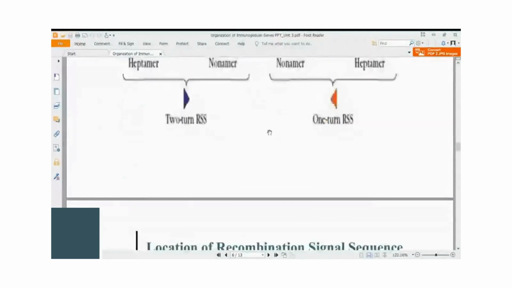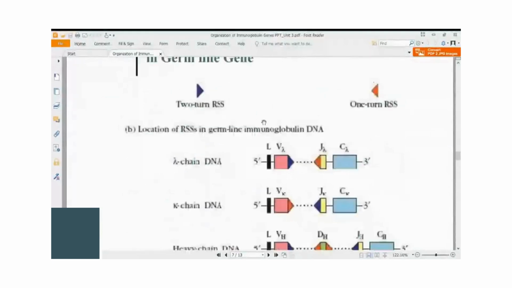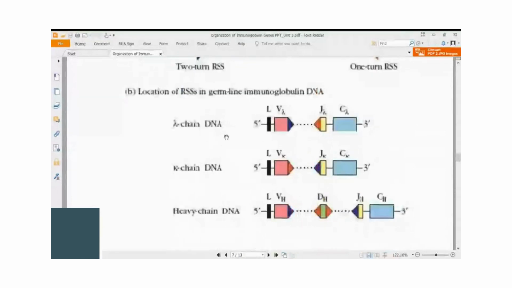Now, how these sequences exist, let us see. Two turn sequences are shown by blue symbol. One turn sequence is shown by red symbol. Here, let us take the lambda chain. In the lambda chain, the 3' end of the variable region has two turn sequence, and the 5' end of the J chain, J is supposed to be having one turn sequence. So it need not be the same rule for the other. Here you see it is opposite.